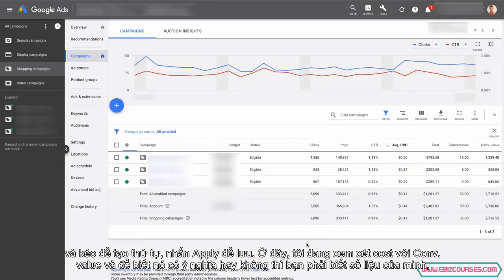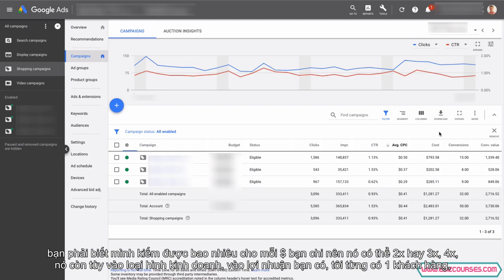So what do you look at? Well, I always look at cost versus conversion value, and to know if this makes sense or not, you need to know your numbers. You need to know how much you have to make for each dollar that you spend. So maybe it's 2 times, or maybe it's 3 or 4. It depends on your type of business. It depends on the margins that you have.